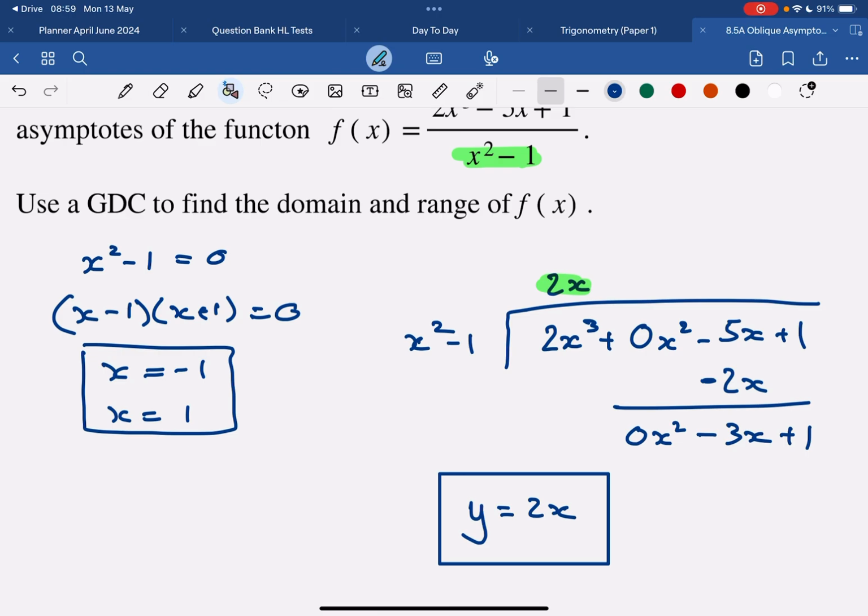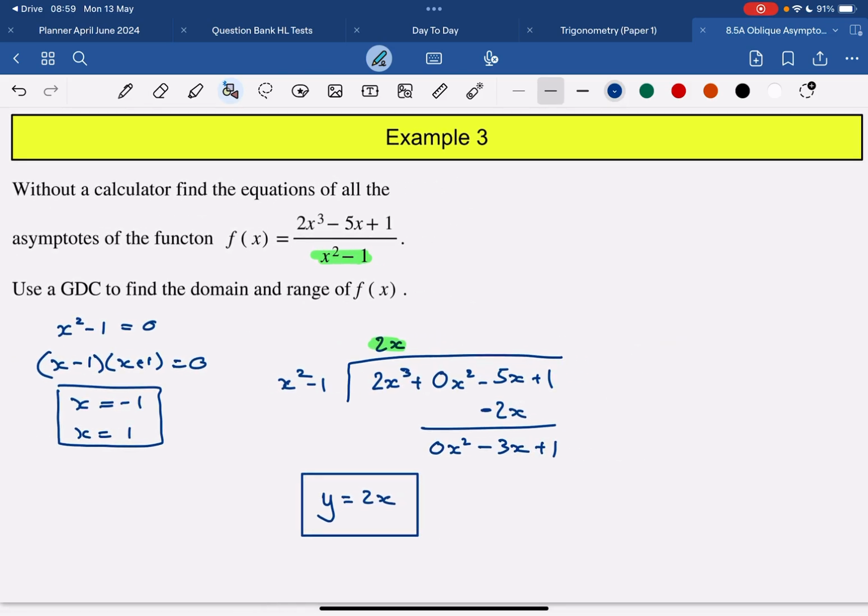The last thing I want to do is find the domain and range of f(x). Well, I think my domain, x can be anything I like, but I can't have plus or minus 1. And for the range, probably need to draw it, but I can have any real number. Okay, let's just check that on my Desmos or my graphic calculator.